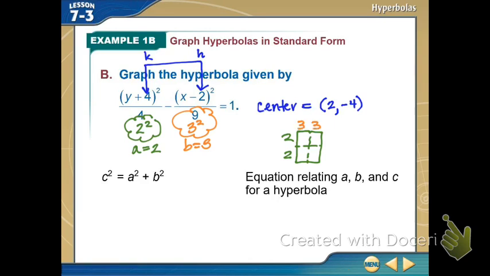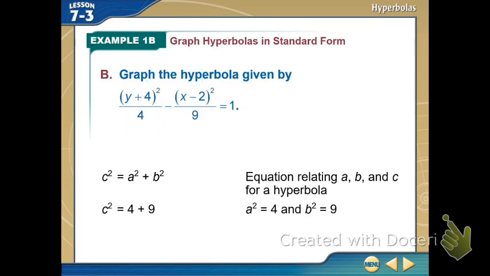So now we know the A and B values, and we can plug them into the equation that solves for the focal length. So we're going to get 4 plus 9 equals C squared. And we get C equals the square root of 13, or about 3.6. So when you're graphing, you'll just have to estimate where that is.